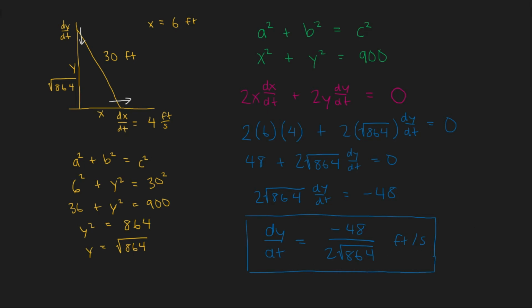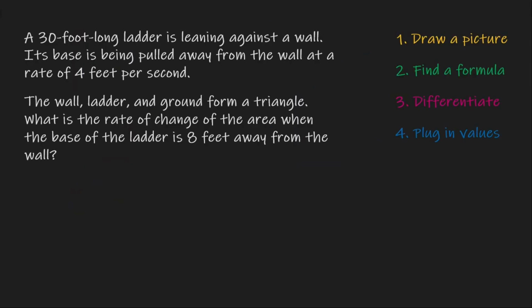So let's move on to our second problem. Here we're given something very similar. This top portion is the same. A 30-foot long ladder is leaning against the wall. Its base is being pulled away from the wall at a rate of 4 feet per second. Then the second part is telling us that the wall, ladder, and ground form a triangle. And it asks us, what is the rate of change of the area when the base of the ladder is 8 feet away from the wall?